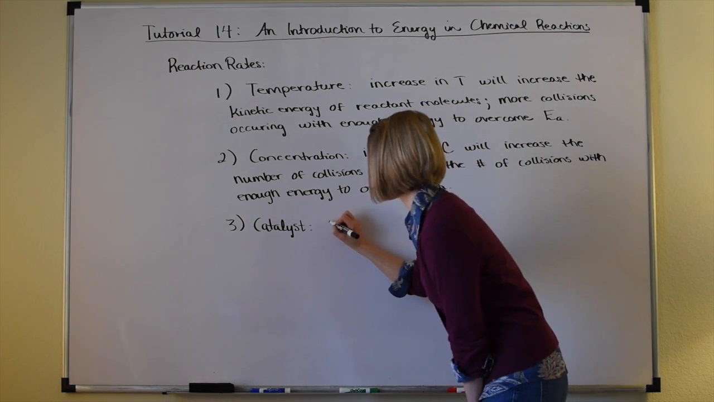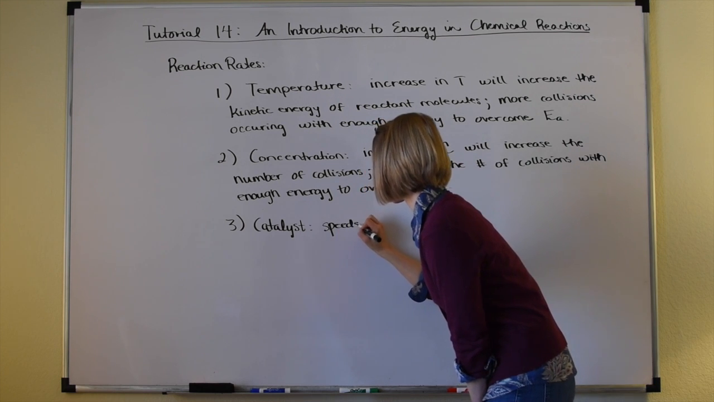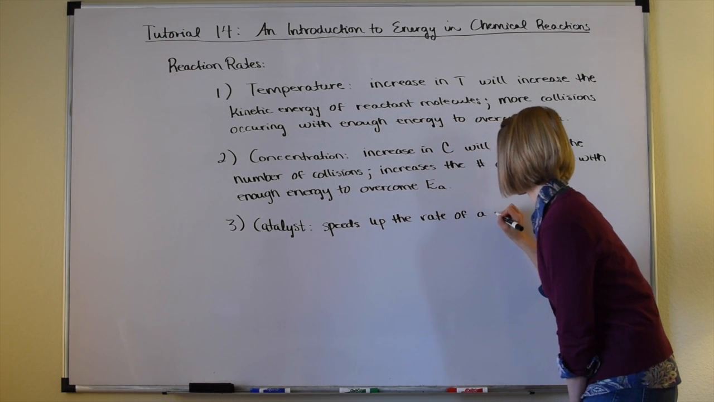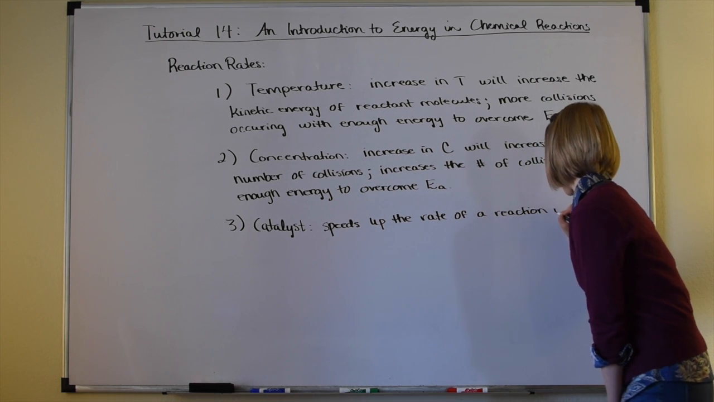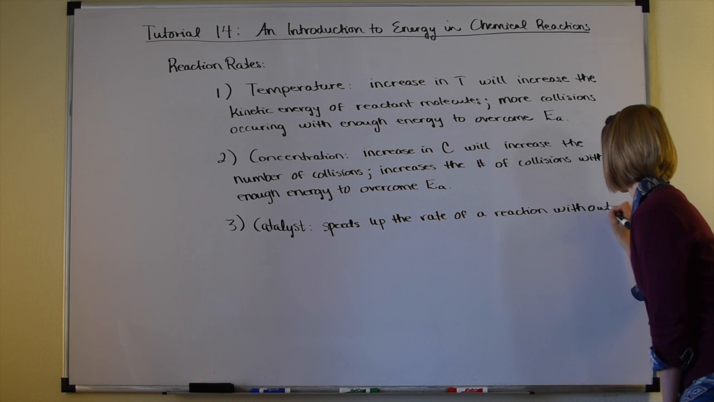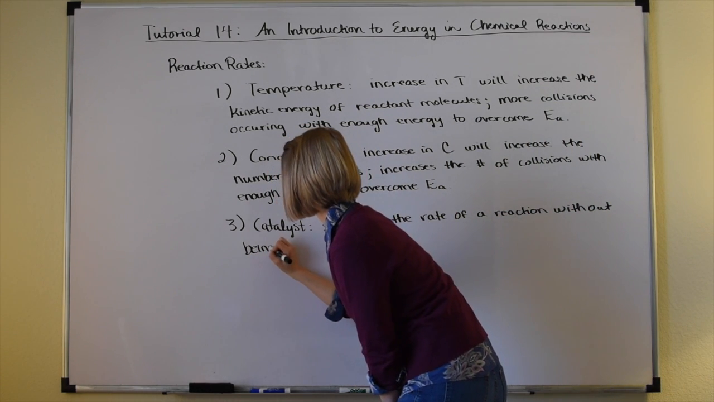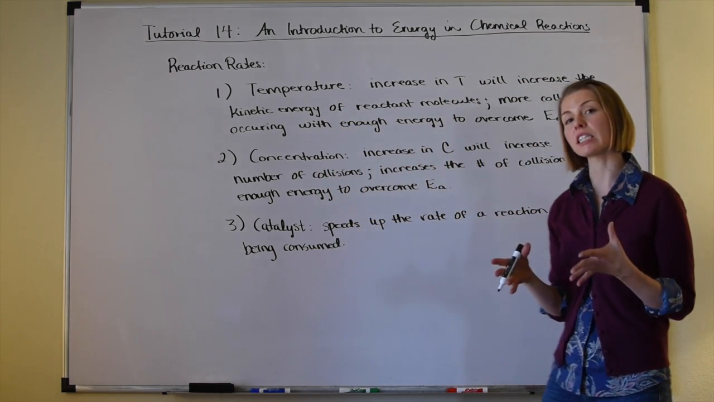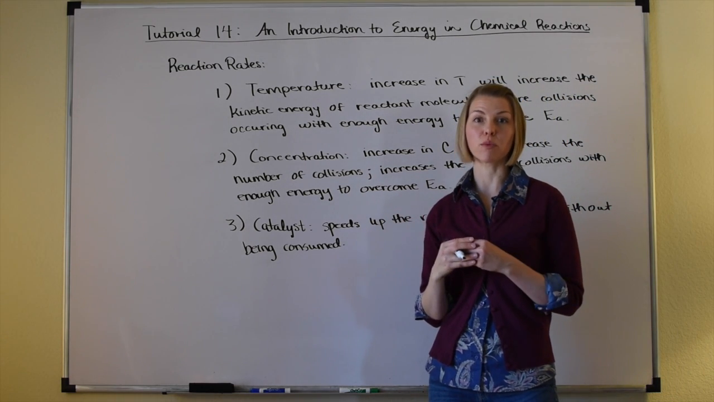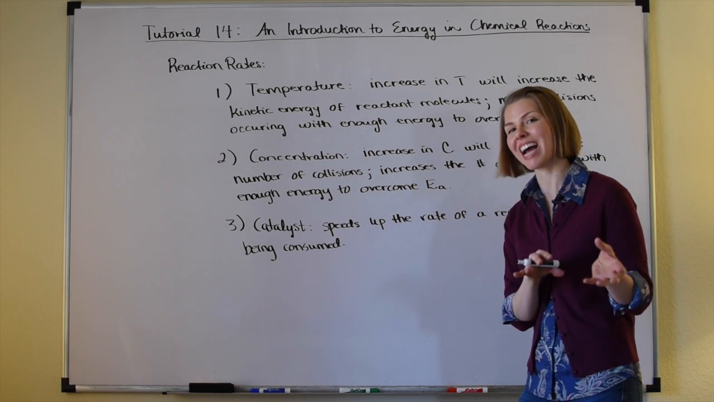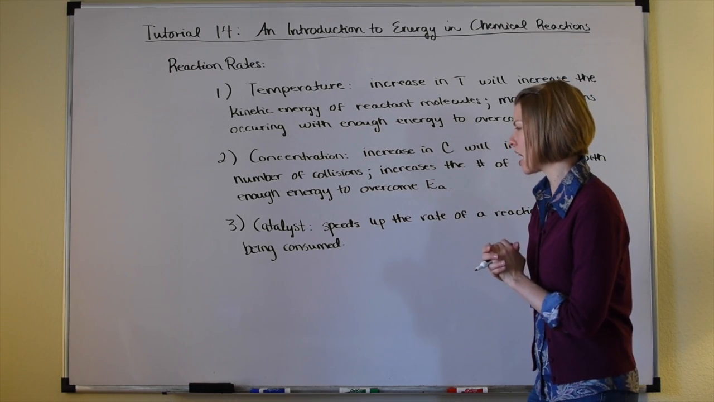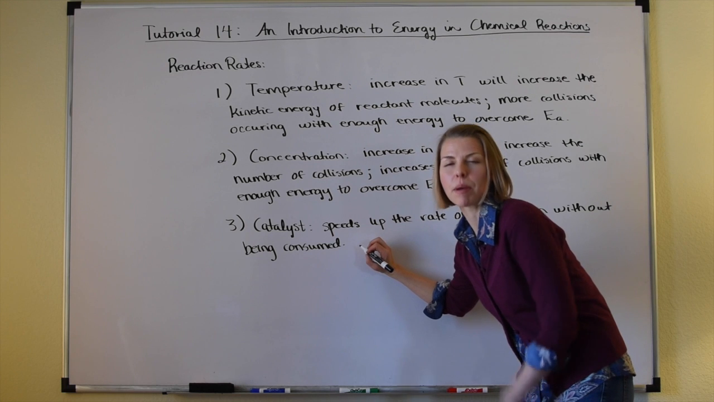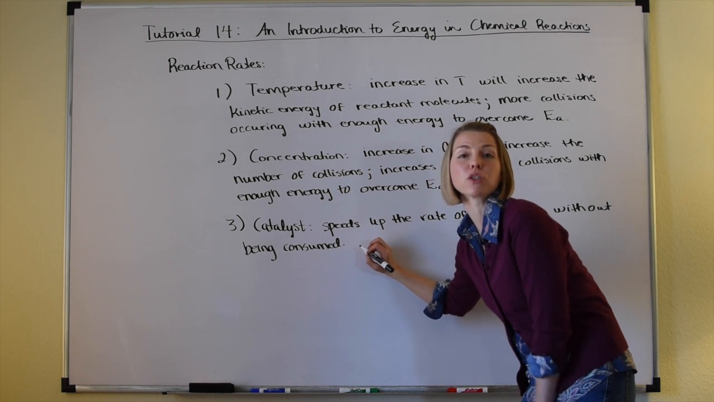So let's write that here. A catalyst speeds up the rate of a reaction without being consumed. And so you'll typically see catalysts written above the arrow in a reaction. Okay. So that indicates that they're not a reactant and they're not a product. It's a catalyst instead. So usually catalysts work by lowering the activation energy barrier by providing a different mechanism by which the reaction can proceed.